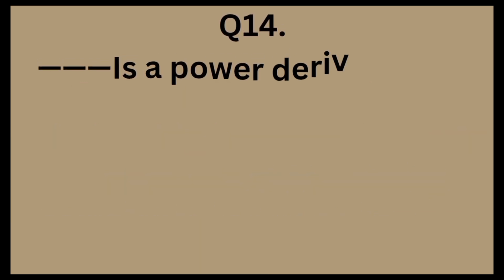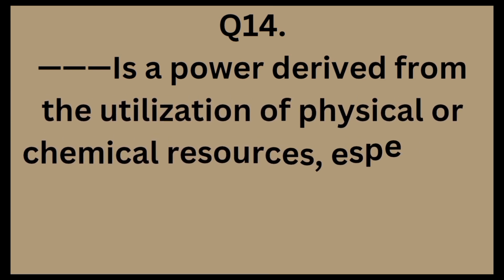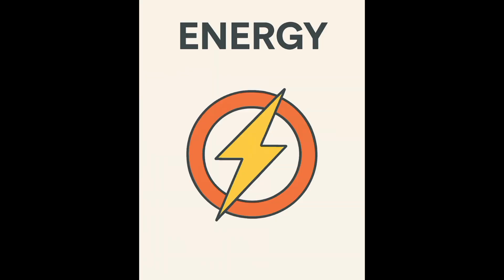Question 14. Dash is a power derived from the utilization of physical or chemical resources, especially to provide light and heat. The source of light and the source of heat are obtained from physical resources as well as chemical resources, and it is a power. We call it energy. Energy is a source of light and a source of heat, and it is a type of power. So the blank space is filled by energy.